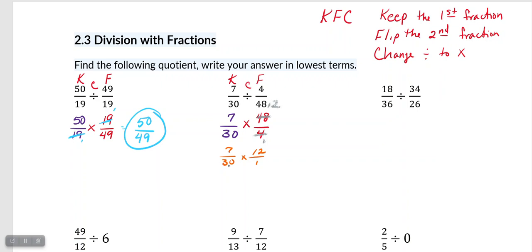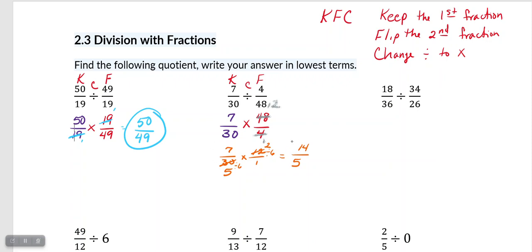Or I can look at, oh, it just hit me, 6 goes into 30 and 6 goes into 12. So I can divide both of these by 6. 6 goes into 30 5 times. 6 goes into 12 2 times. And now I have 7 times 2, which is 14 over 5.